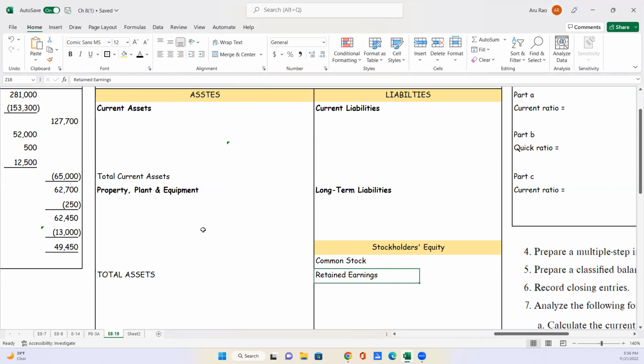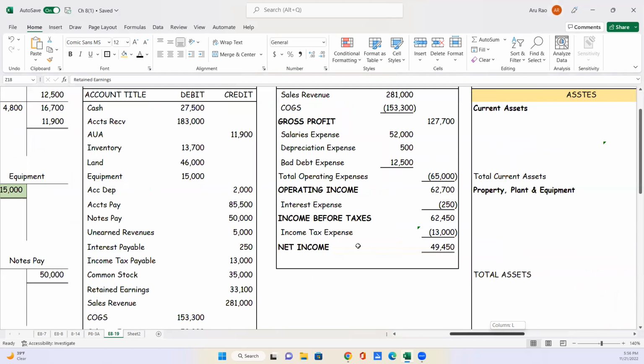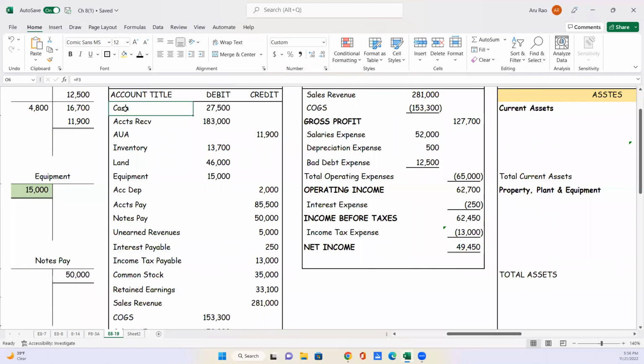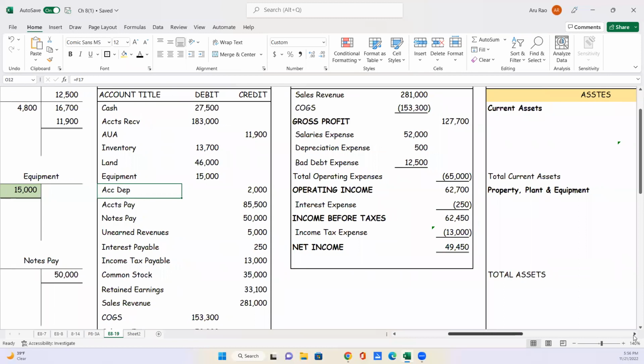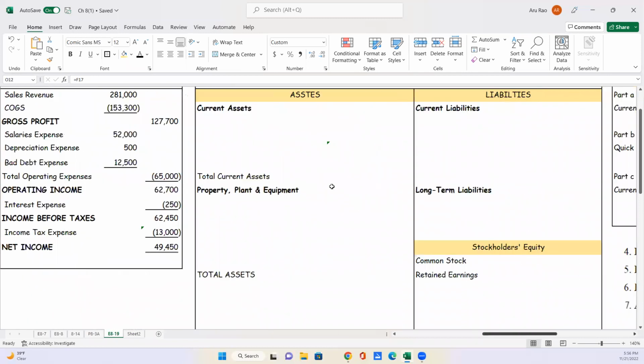Okay, so once again, when you look at your trial balance, you will see you have the following assets: cash, accounts receivable, which is a current asset account, allowance for uncollectible accounts, inventory. These are all your current assets. Land and equipment are your long-term assets, and accumulated depreciation is a long-term asset account. So let's put those numbers in over here.